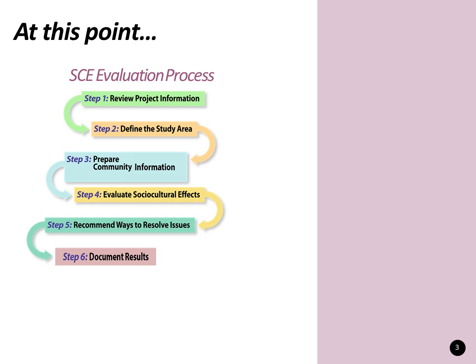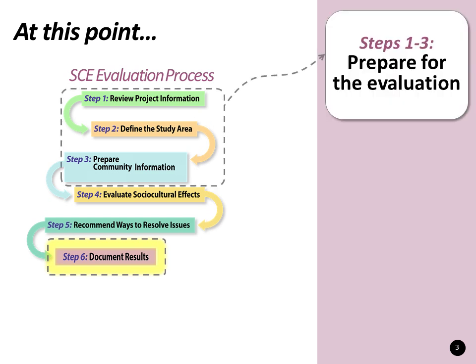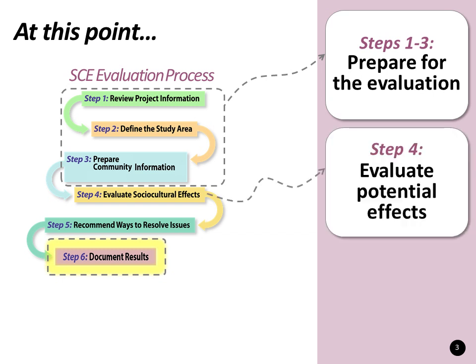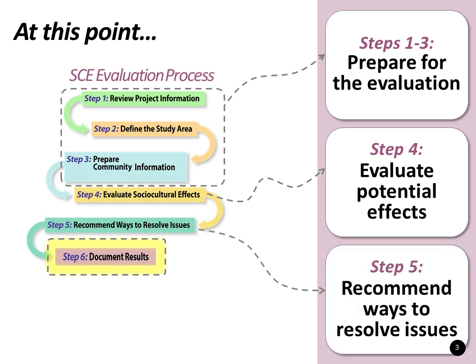Let's spend a moment recalling the steps in the SCE evaluation process leading up to Step 6, Document Results. At this point in the process, community information has been prepared and the study area for the evaluation has been defined. Potential direct, indirect, and cumulative effects that could occur as a result of the project have been identified, and recommendations to resolve any adverse effects have been made.